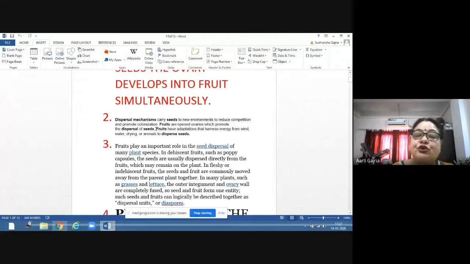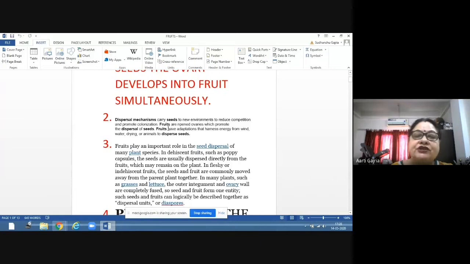And to promote colonization. Colonization is when some organism is moving from their old place to a new place. When they are going to a new place and they are habituating into a new environment, that is called colonization. So this also reduces the competition in nature, because the seeds are dispersed to a new environment, a new place where they can grow properly without competition or with less competition.